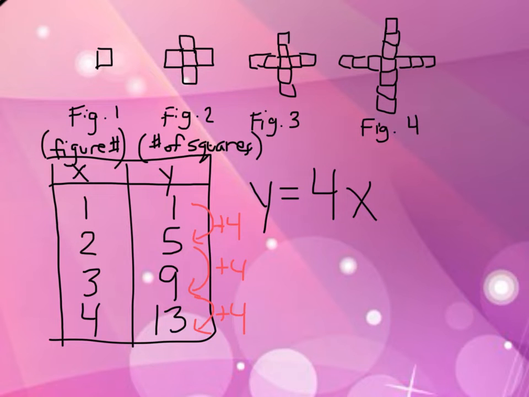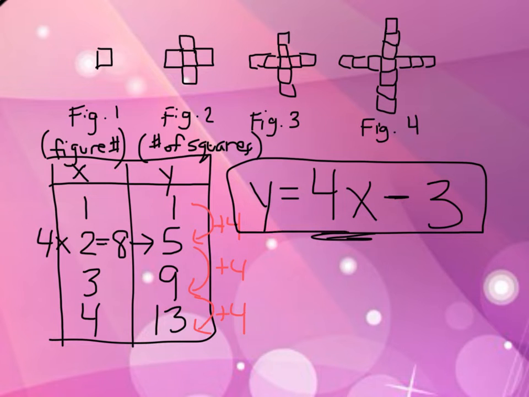And then to figure out our constant, again, we just pick one of our x values and actually multiply it by 4. So let's do 2 as an example. 4 times 2 gets me 8. Now I need to think, how do I add or subtract to get to 5? Well, I would have to subtract 3. So it's going to be 4x minus 3.